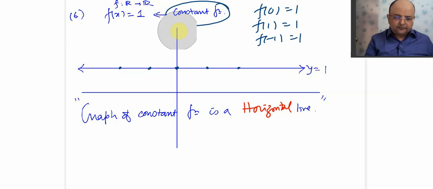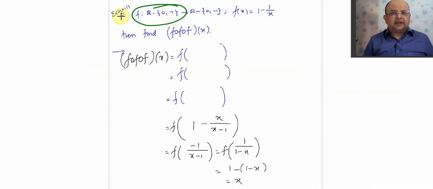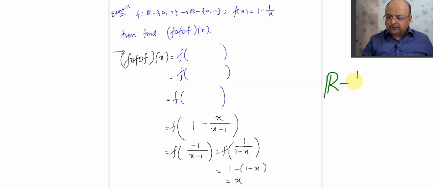Okay, we go for the next. This was a bit good. Your f is a function from R minus {0, minus 1}, meaning all real numbers except 0 and minus 1.